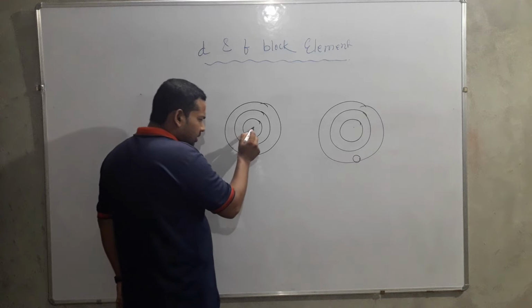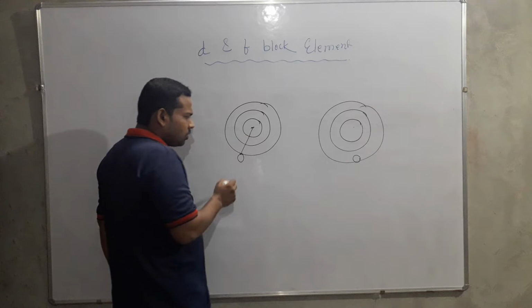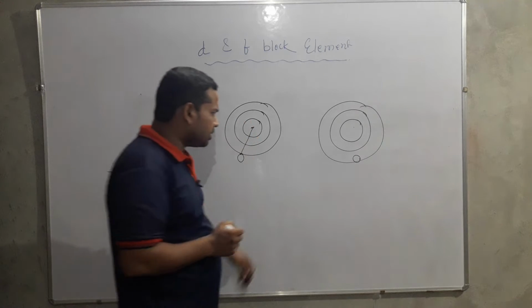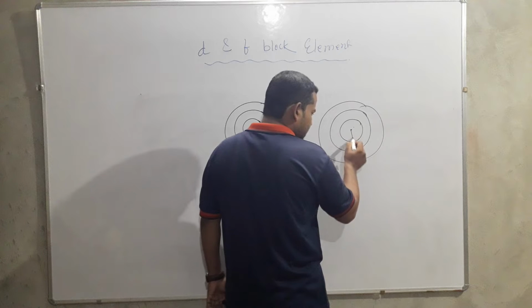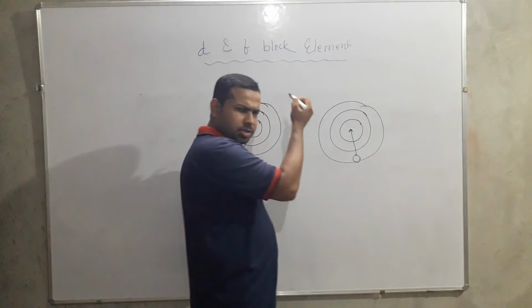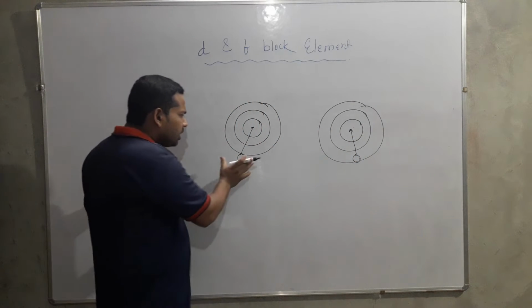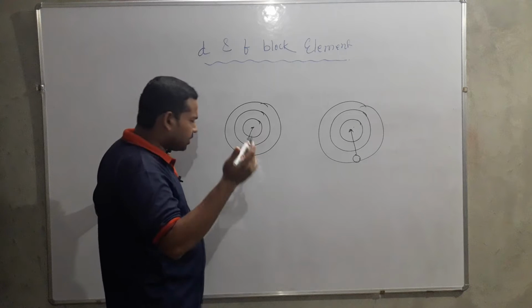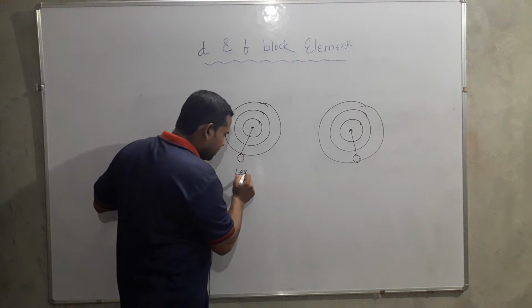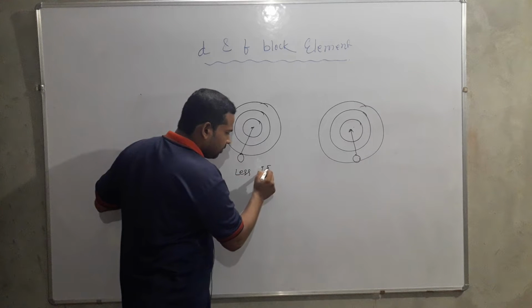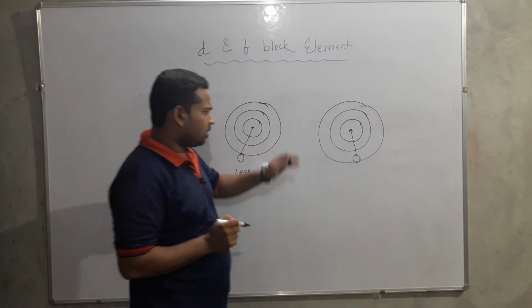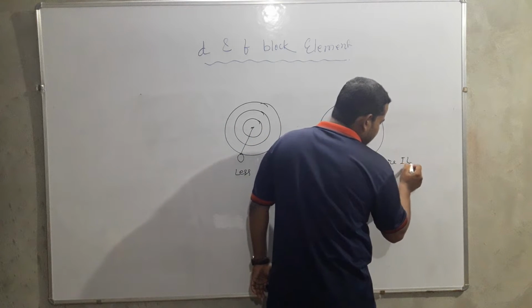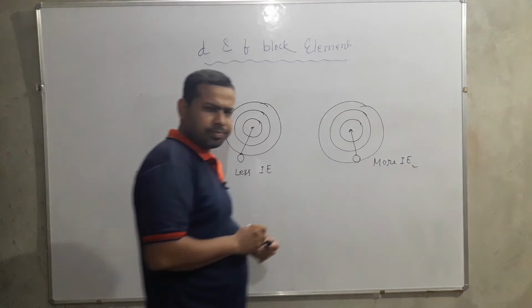In the outer transition elements, the interaction force is less because the distance between the orbital and nucleus is maximum, whereas in the f block series this distance is less, so the interaction force is more. So d block transition elements require less ionization enthalpy, but f block requires more ionization enthalpy. Clear people?